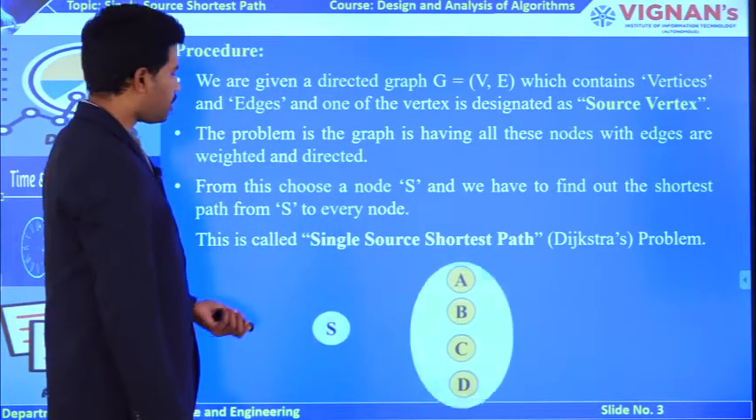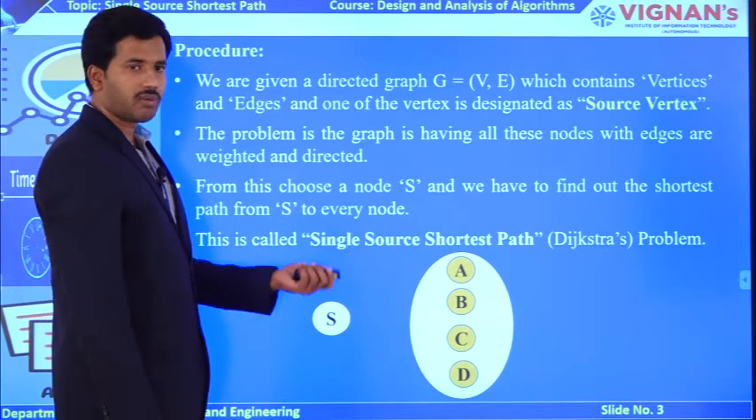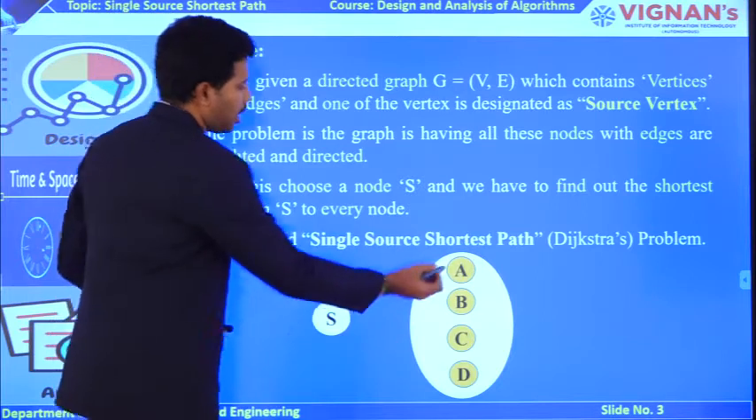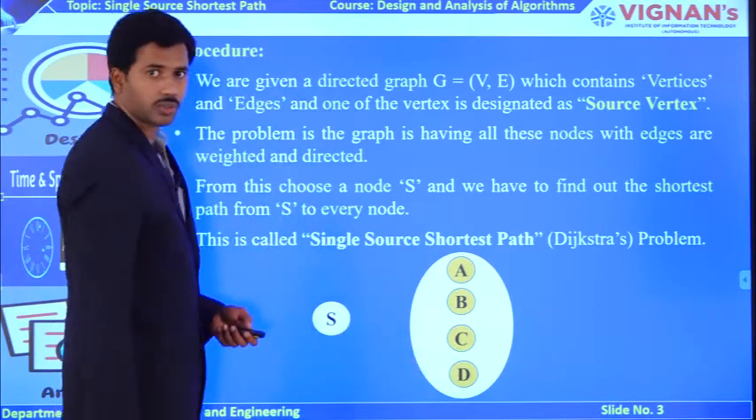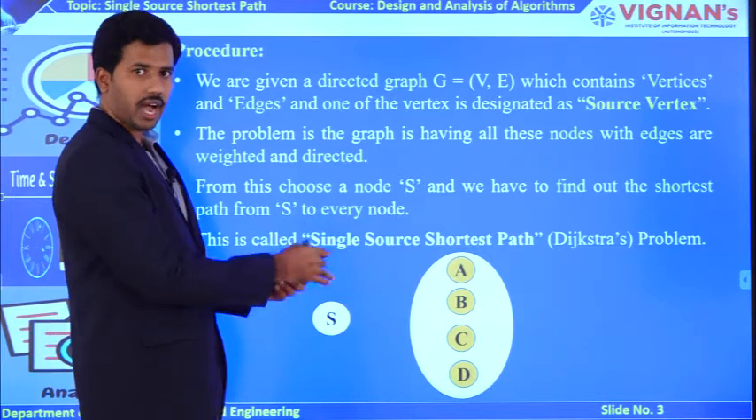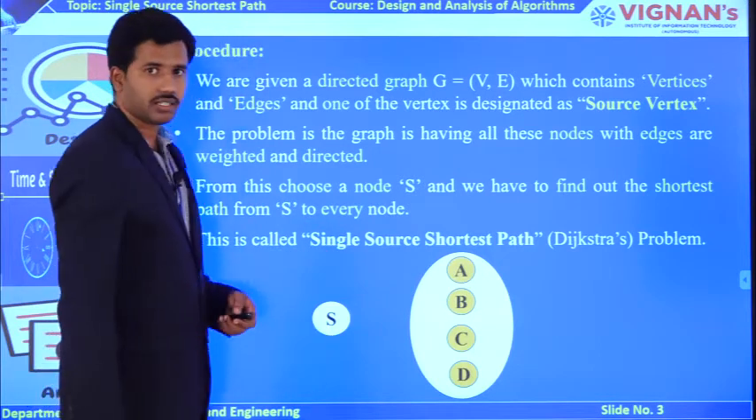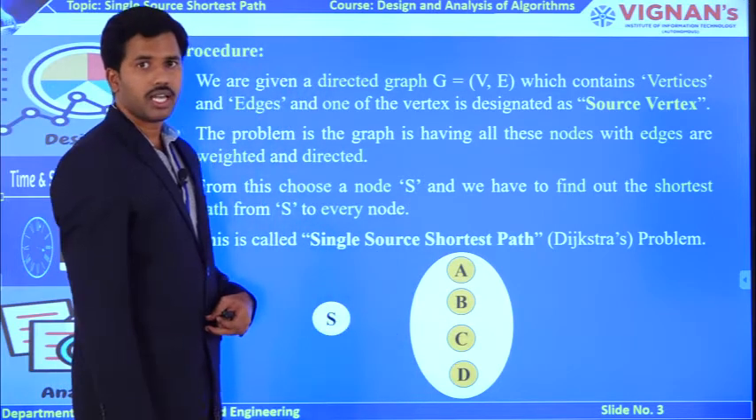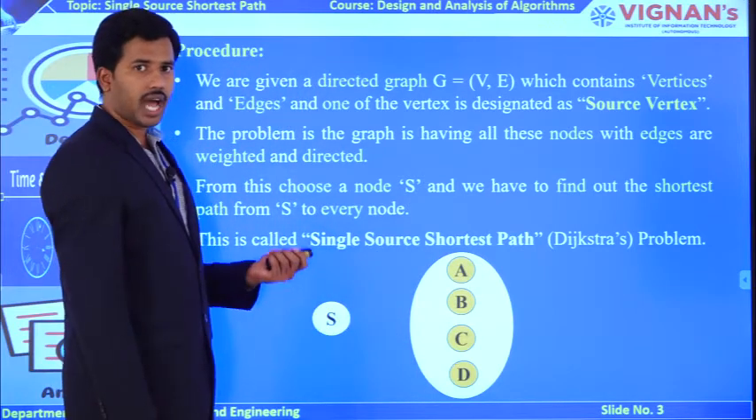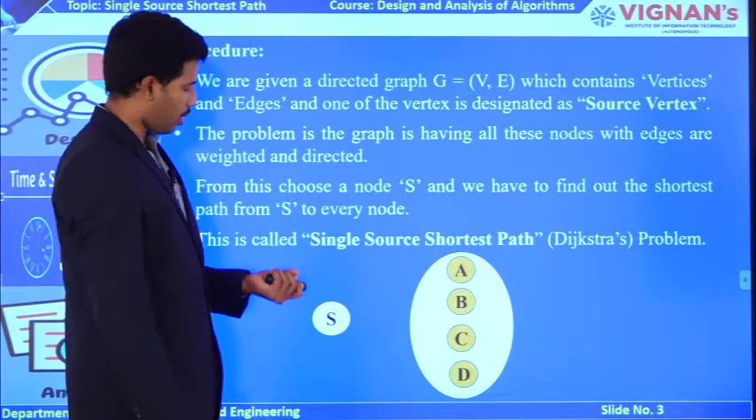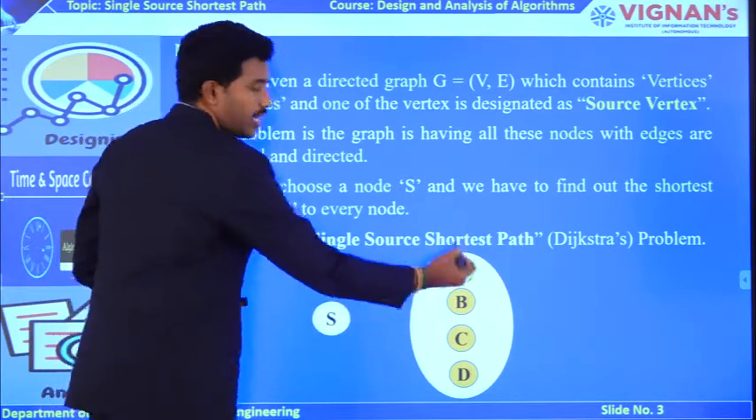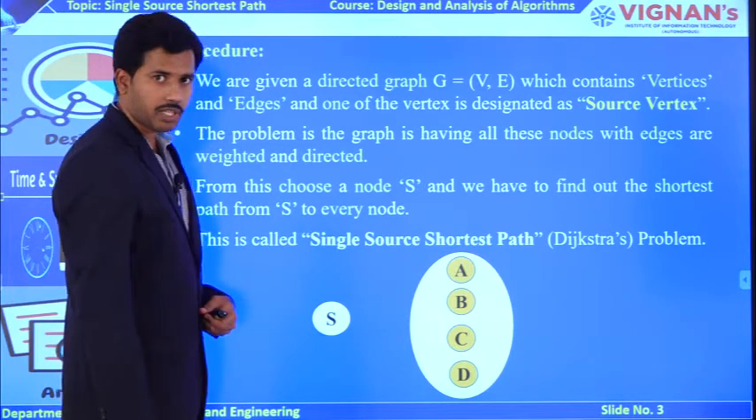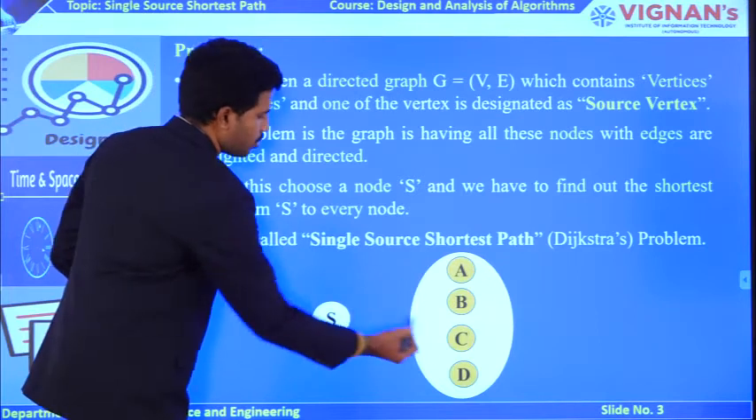Now try to observe this. In my network there are 5 vertices: A, B, C and D as well as S. Among the 5 vertices, I assign exactly one vertex as the source vertex, and the remaining vertices A, B, C and D are called destination vertices. My target is to find the shortest path from my source vertex to all the remaining n minus 1 vertices in the graph. That means I need to find the shortest path from S to A, S to B, S to C as well as S to D.